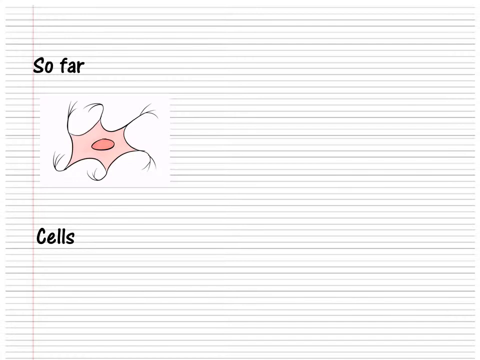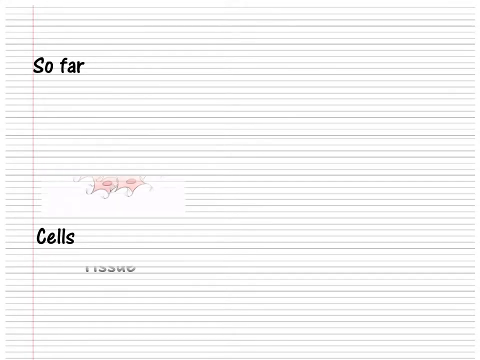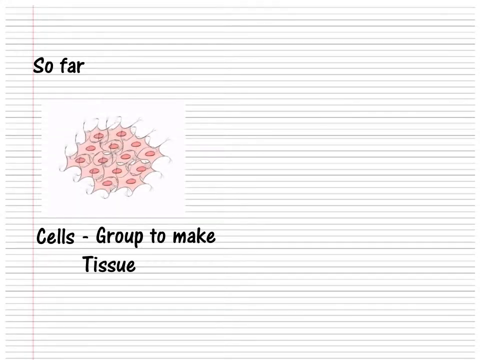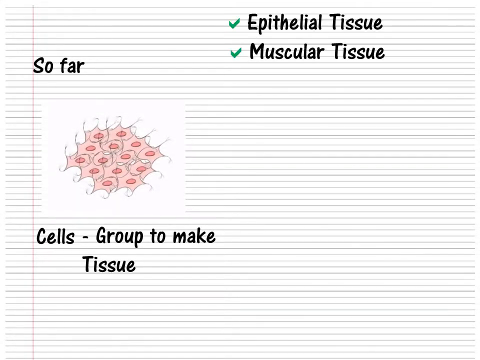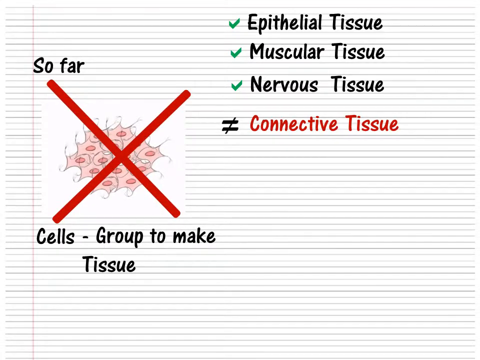So far we have learned that cells are the basic building block of life, and that many cells group together to make tissues, and the epithelial tissue, the muscular tissue, the nervous tissues are all examples of cells grouping together to make tissues. But connective tissue is different.